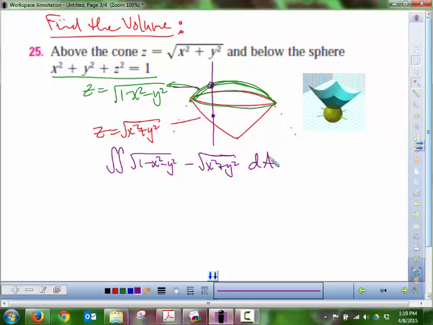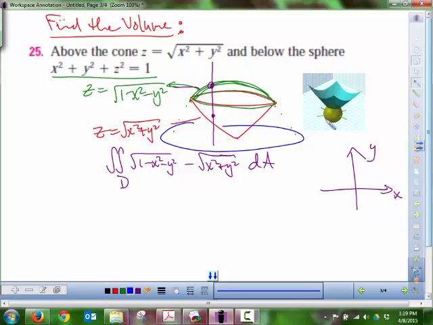What am I missing? My D, right? What is my D? So my D has to be something on the xy plane that's going to be the domain of the difference between these two functions. So if I were to attempt to draw my domain somewhere, would my domain be that whole intersection where the sphere hits the plane?